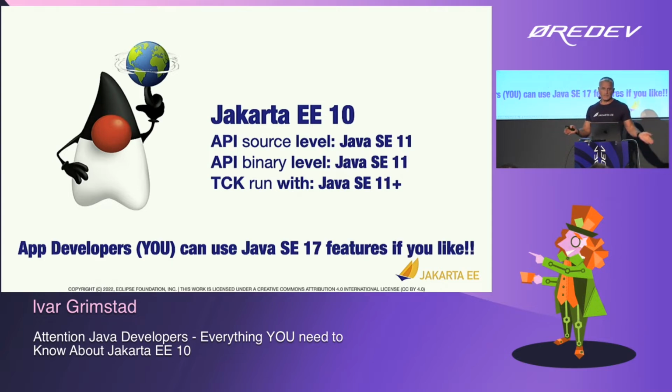And that means that you as a Java developer or app developer can use Java 17. Most of the implementations are certifying on 17. Some of them are also on 11, so if you're stuck on 11, you have an option, but if you want to use 17, that's what you want. So Jakarta EE is on Java 17. And the key here is that we test it for 11 and 17.